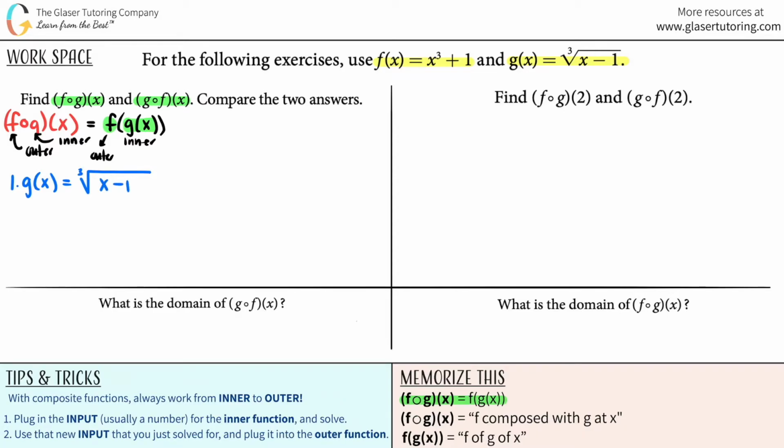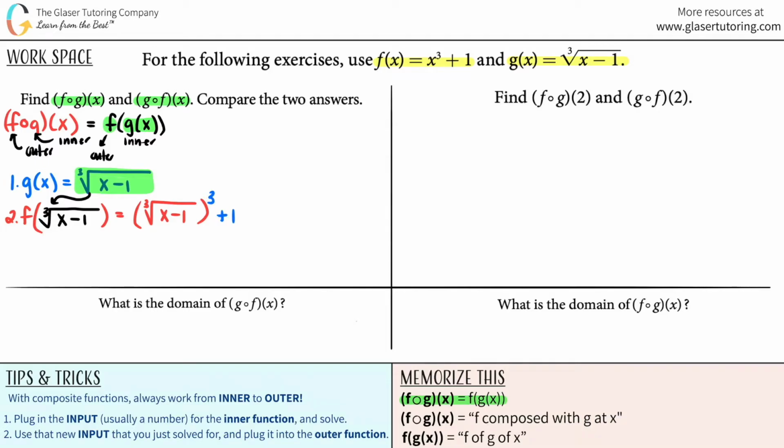Now for the next part, you're going to use that answer and make it a new input. And you're going to plug it in for the outer function. So I'm going to take my outer function now, which is f. And any time that I see an x value, I'm going to plug in the answer to what was before. So I'm going to just plug in this value, the cube root of x minus 1. So now let's try it out. Anytime that I see an x value, which is right here, there's only one of them, I need to plug in this whole thing. So I'm going to say the cube root of x minus 1, and that's going to be cubed, and then plus 1.